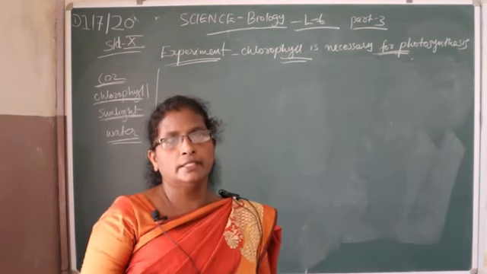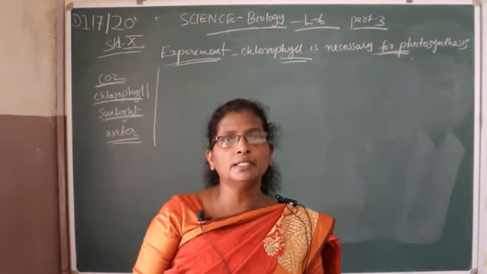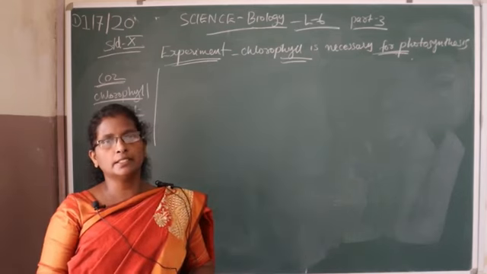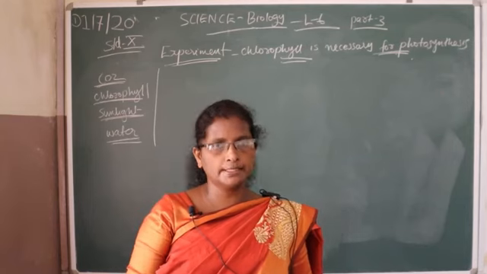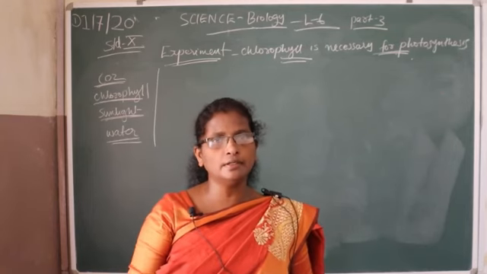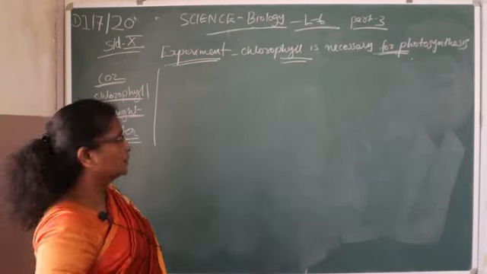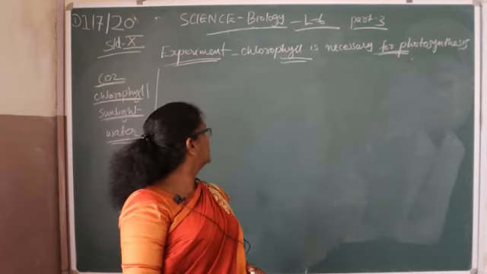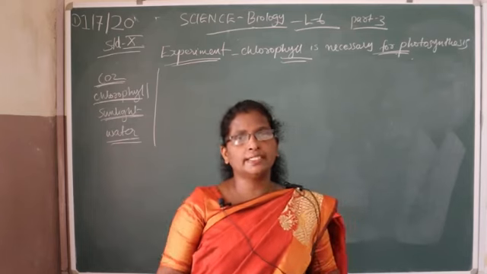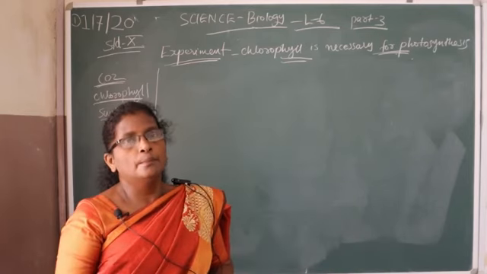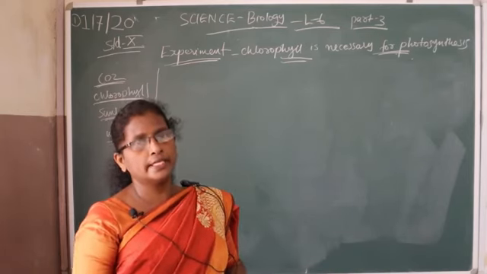Let's start our activity experiment. This experiment is given in your NCERT textbook, page number 96, activity number 6.1. So now we discuss that. First, for this experiment we take potted plants with variegated leaves.